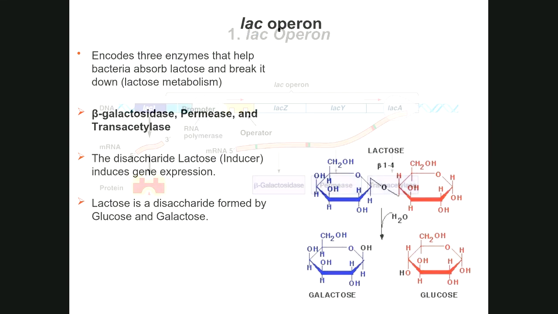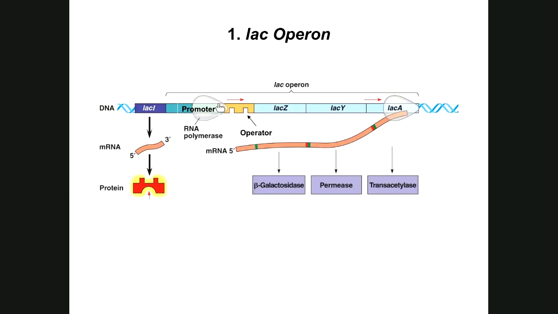Now, going back to this figure here, they're showing you a gene called the LAC-I gene. The reason they're showing you the LAC-I gene here is because the LAC-I gene encodes, or contains the genetic information for, a repressor protein known as the LAC repressor protein.